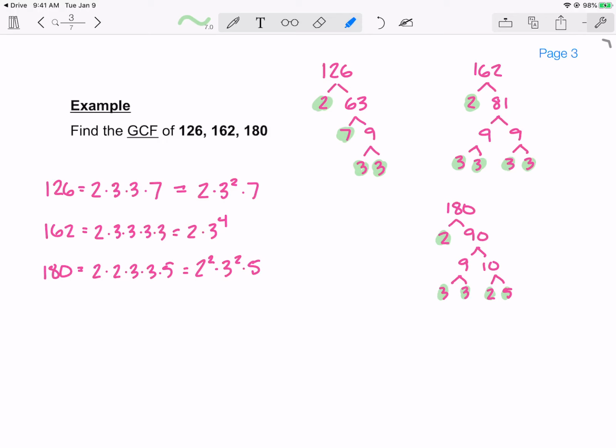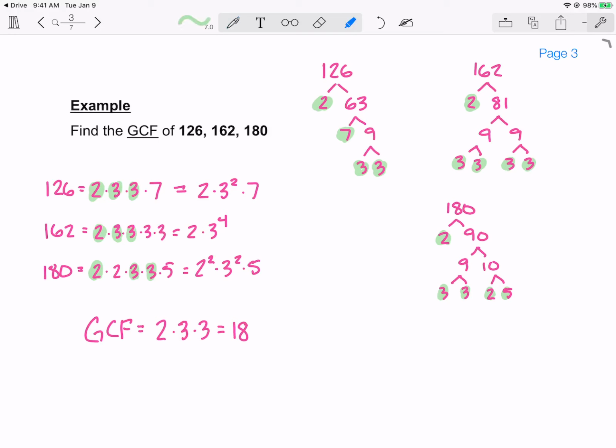Now I'm going to go through and see how many numbers appear in all three of these numbers, 126, 162, and 180. They've all got a 2. There's no other 2s in the top two numbers, but they've all got a 3, and they've all got another 3. So then the GCF is equal to 2 times 3 times 3, which is 18. So again, I'm looking for the overlap in these three numbers' prime factorizations.